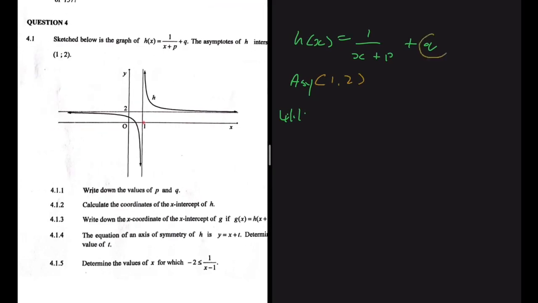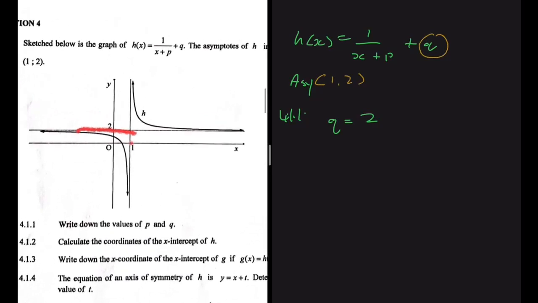So q is the horizontal asymptote, right? So q is equal to 2. We can see it here from our graph. That's from our general knowledge of a hyperbola. So q is equal to 2. That's what we know. And then now we're looking for p. So if you look at this equation of the hyperbola here, we have x plus p.